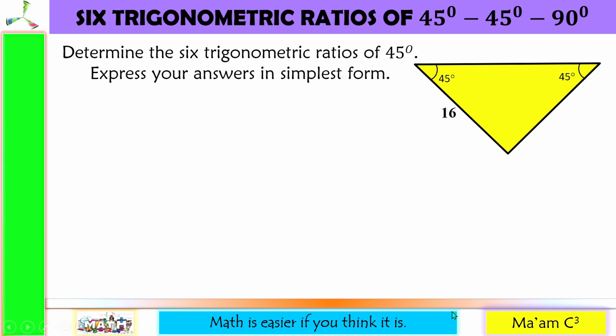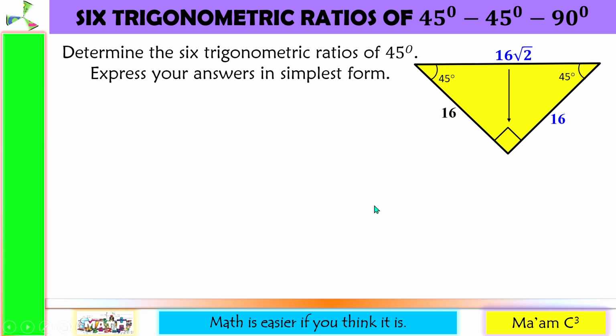degrees triangle. I have here a triangle, 45, 45, then this would be 90 degrees. Only one side is given. We can easily solve for the missing sides. The other leg is also 16. And then the hypotenuse is 16 square root of 2. Again, the hypotenuse is the side opposite the 90-degree angle.